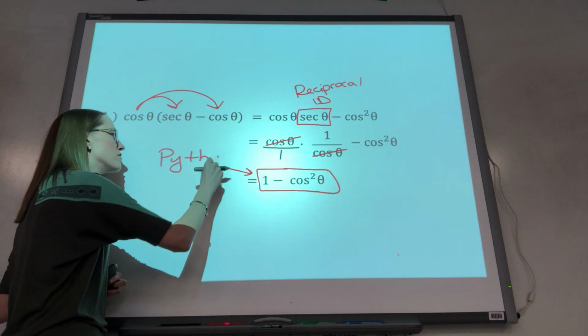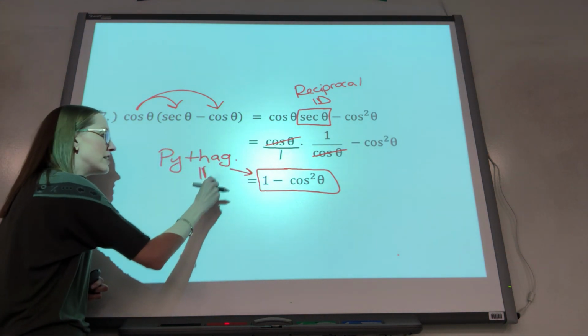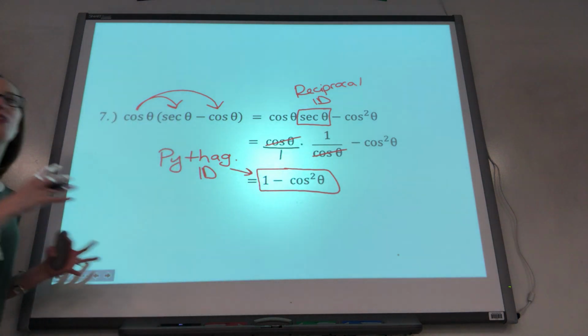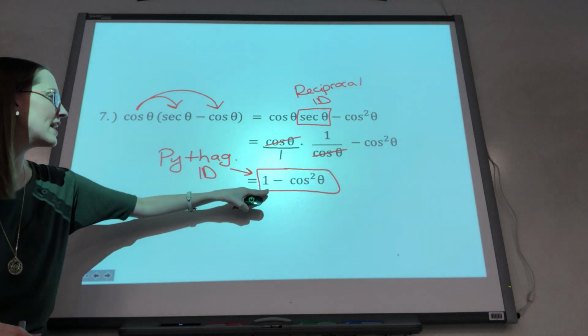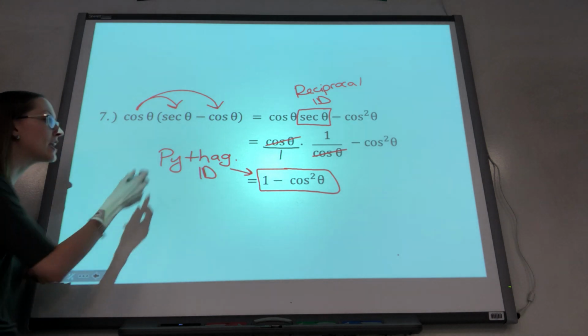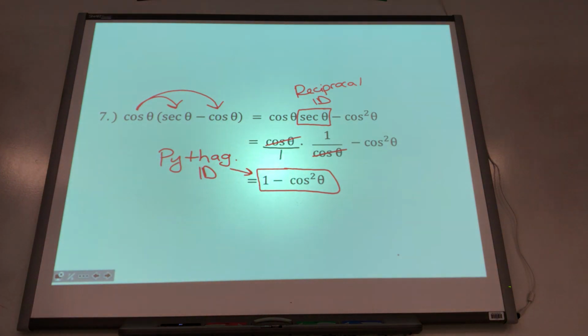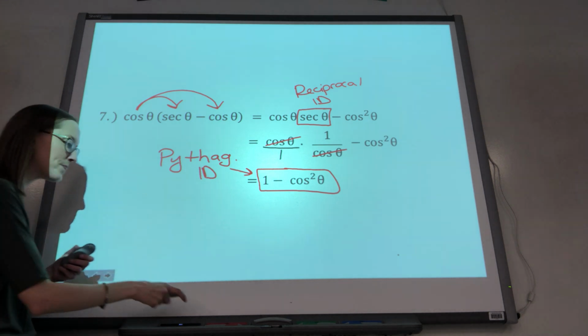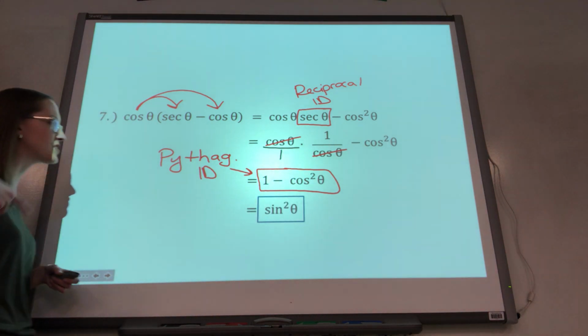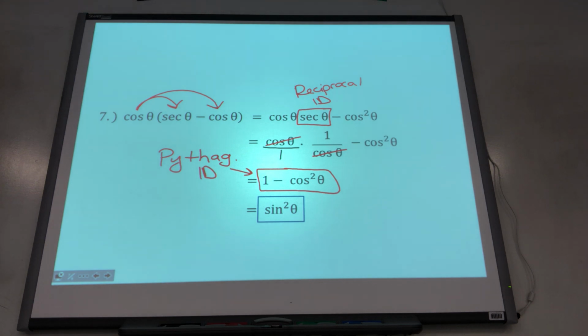Pythagorean. If you've got a trig function squared with a plus or a minus or a 1 or another trig function squared, that's probably the way you want to go. And so what does 1 minus cosine squared equal? Sine squared. You guys are on it. So that's it. It's okay if your answer is squared. You just don't want to have 2 different trig functions in your answer.